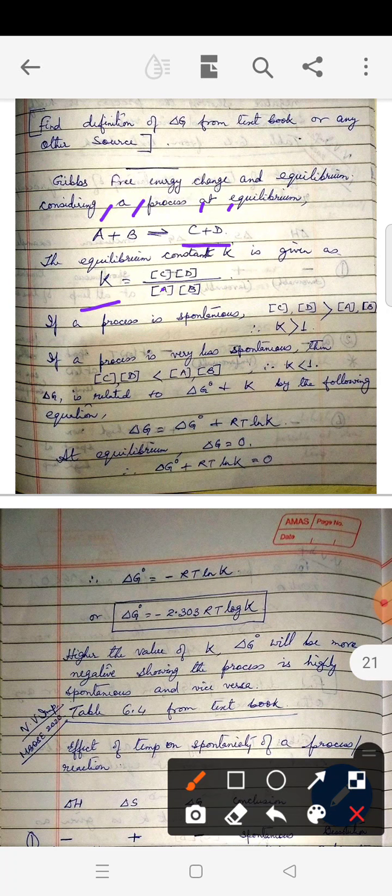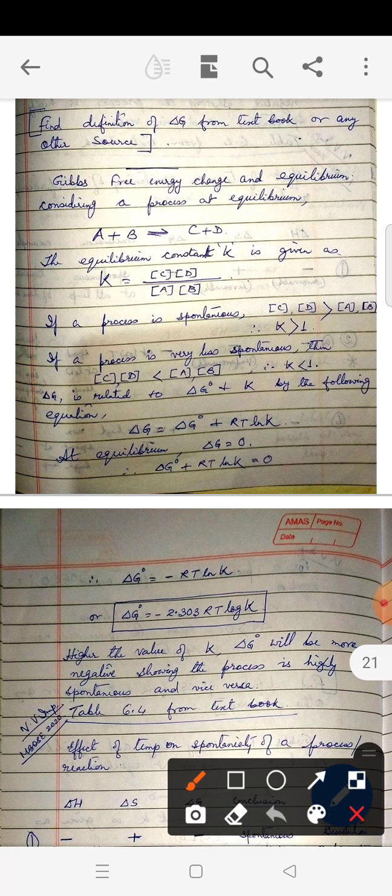So how do you calculate value of K? Value of K is found to be concentration of C into concentration of D divided by concentration of A into concentration of B. When we write A in square bracket, it means concentration, usually in molarity. Now we can have a look here.